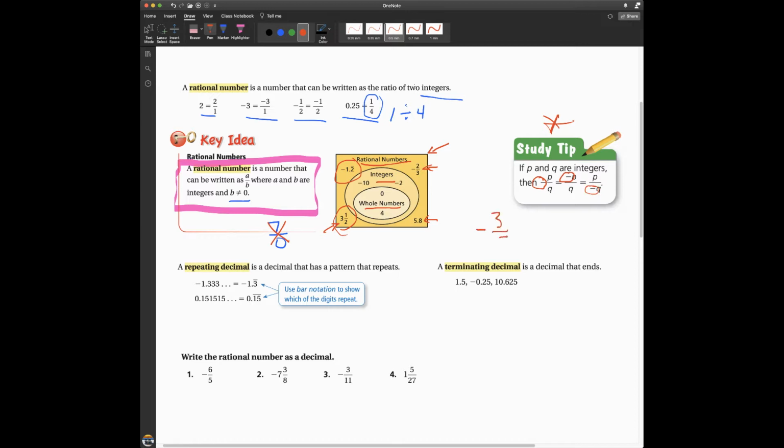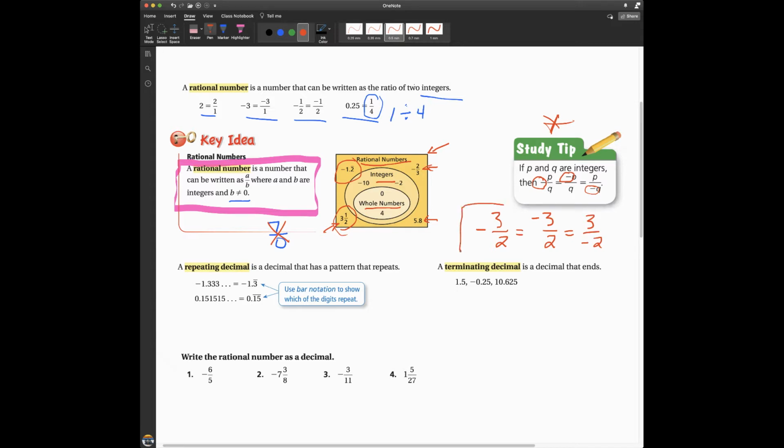-3 halves is the same as -3 over 2, which is the same as 3 over negative 2, okay? So that's all the study tip is telling you, is that this negative sign you can move either to the numerator, denominator, or out in front.